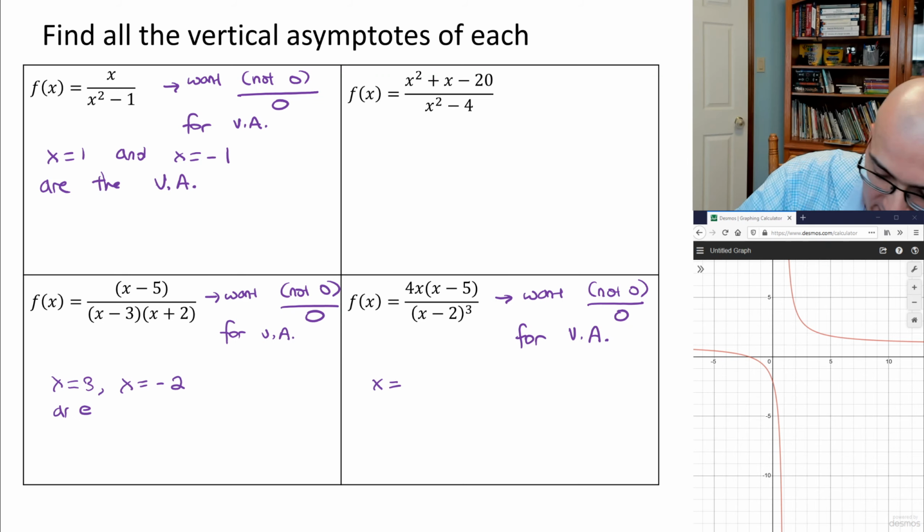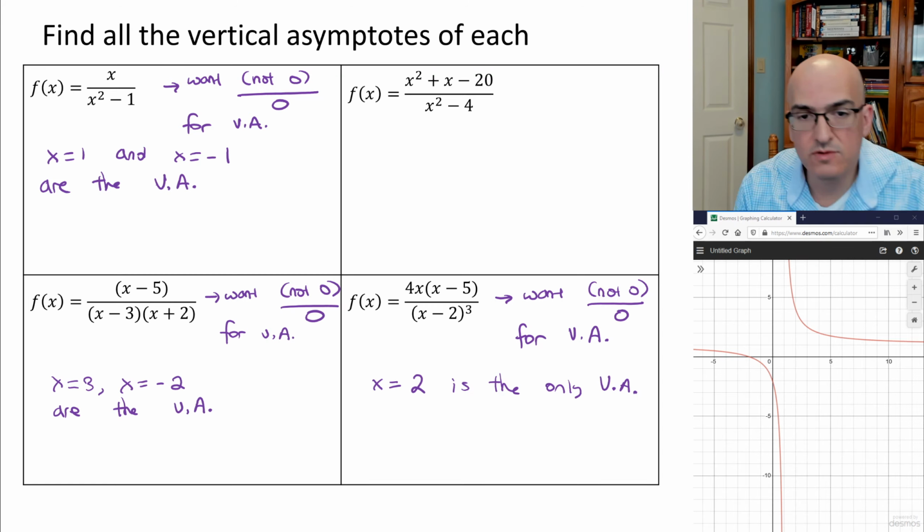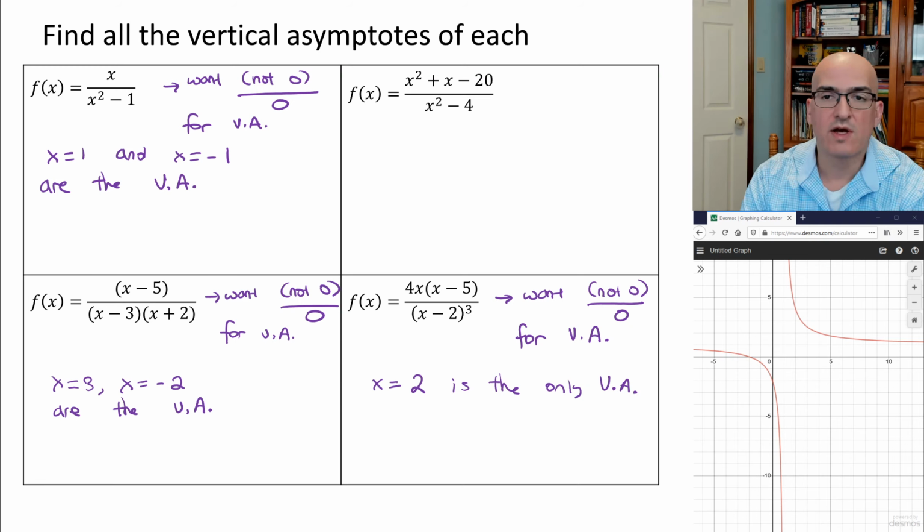I'm just going to add some language to this, "are the vertical asymptotes," just so it looks like a proper conclusion. So here it's just 1, x is equal to 2. It's the only vertical asymptote. Don't get distracted trying to solve the top being equal to 0. Just solve the bottom being equal to 0 and then double check that those x values, or that x value, does not also make the top 0.